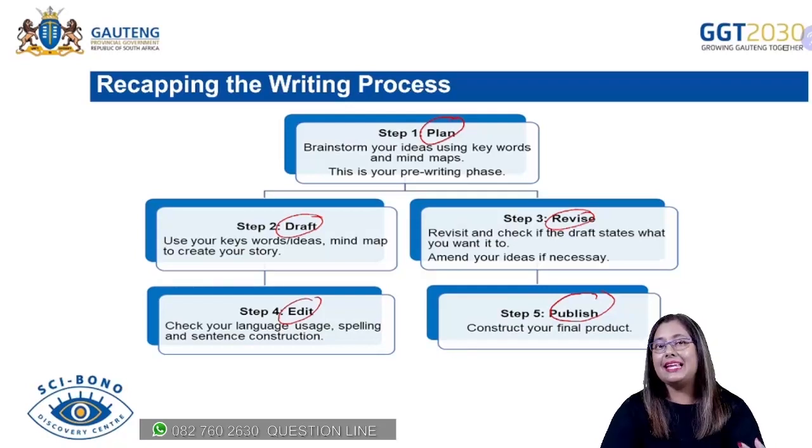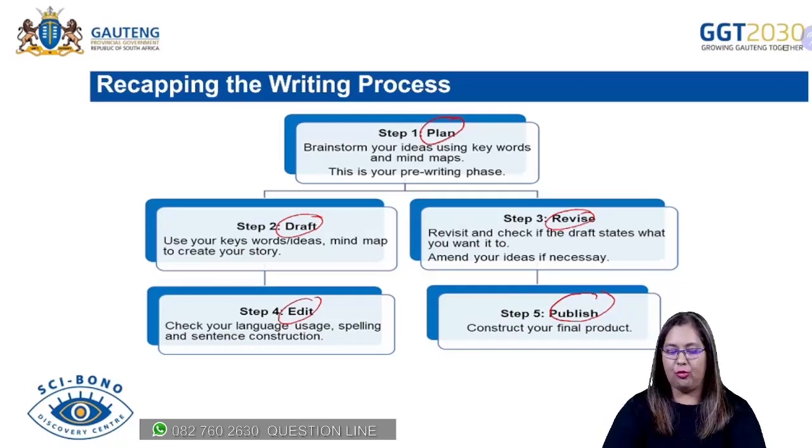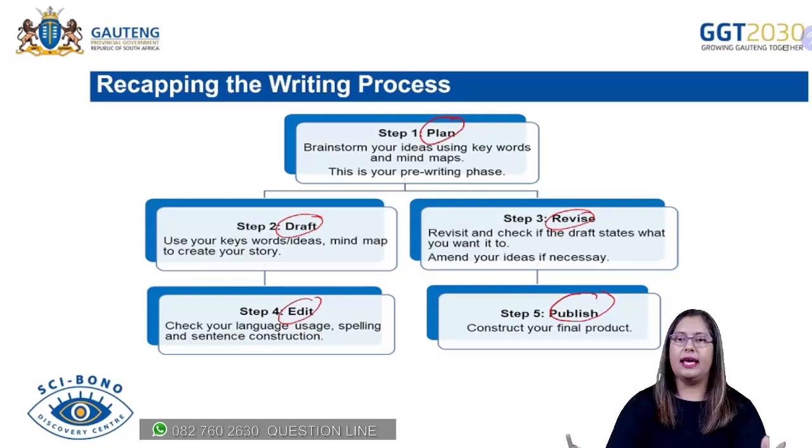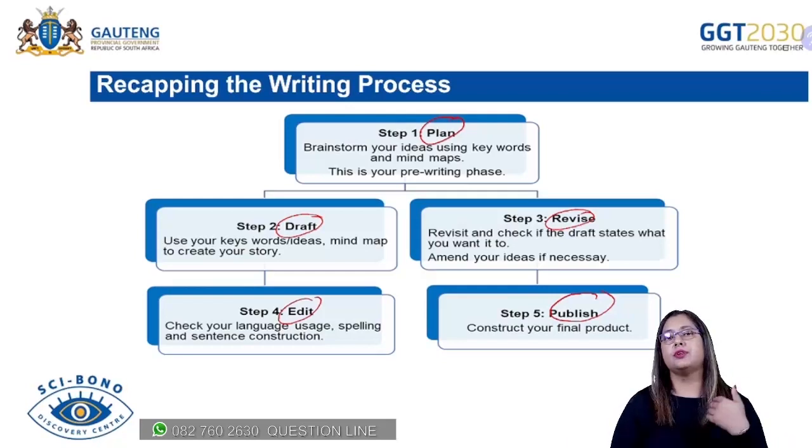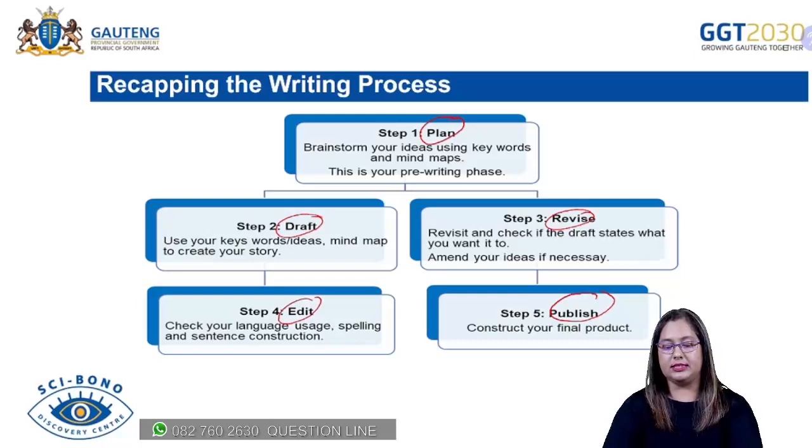And then in the editing step, which is step 4, we're asking you here to please take the time, check your language usage. Have you used the words in the correct way? Have you used the correct spelling of the words? And have you effectively constructed a sentence that makes sense to a reader when they pick up the piece of work to read? And then finally, we're looking at the publishing step.